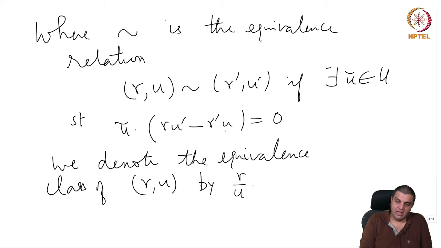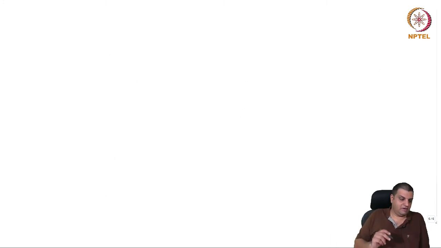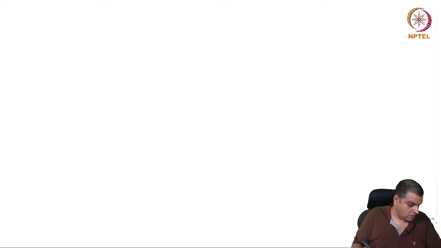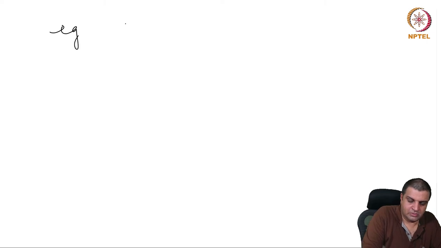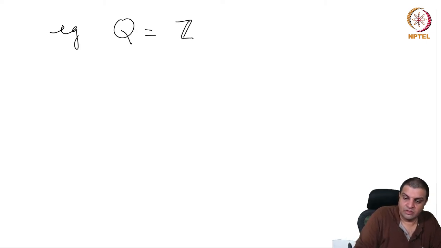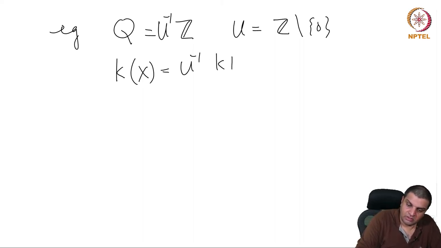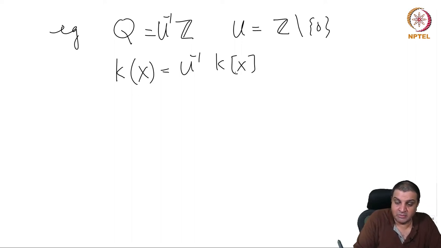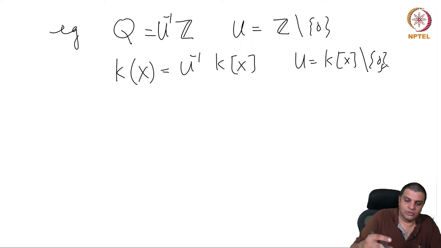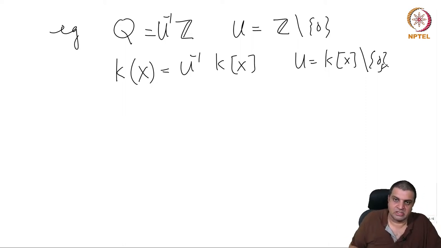How do we identify two fractions? If you are working over a ring in general, not just rationals, one needs to put this as the definition. For example, Q is U inverse Z, where U is Z minus 0. Or the rational function field in one variable is U inverse the polynomials in one variable, where U is all the non-zero polynomials. So it is these constructions that U inverse R generalizes.